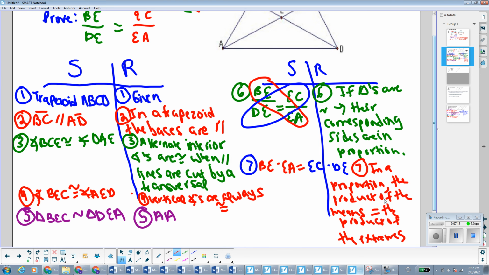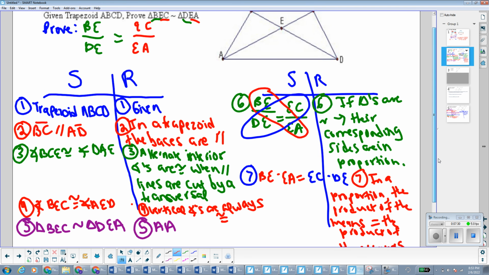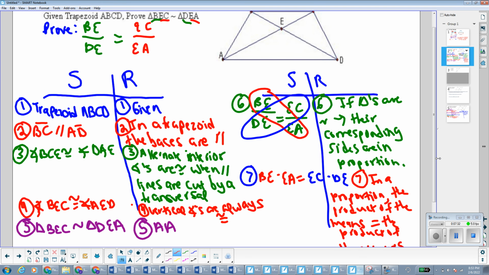So you can kind of just remember this reason anytime that you have to prove a product. In a proportion, the product of the means equals the product of the extremes. So whenever you need to prove a product, it's 3 steps. First, you're going to prove your triangles similar. Then you're going to prove the proportion involving the corresponding sides of the similar triangles. Once you have proven your proportion, you can cross multiply and prove your product because the product of the means is equal to the product of the extremes.